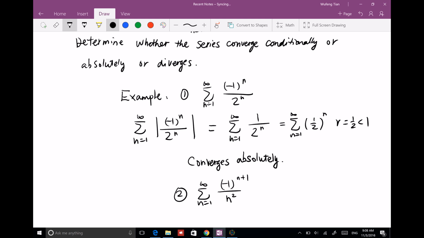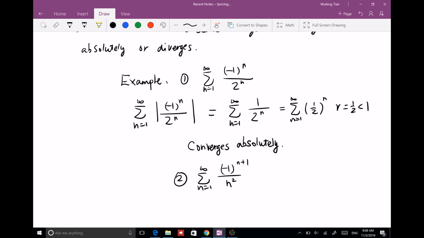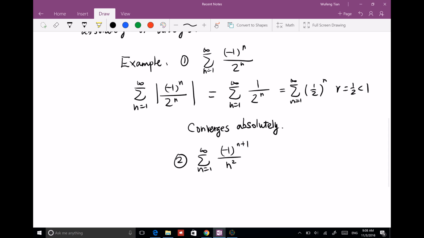All right, so second one, n from 1 to infinity, (-1)^(n+1) over n squared. Okay, I'll give you 5 seconds. Look at it and see what it is. All right. So I'm going to call a student here. Eric, could you please tell me if this series converges absolutely, conditionally, or diverges?